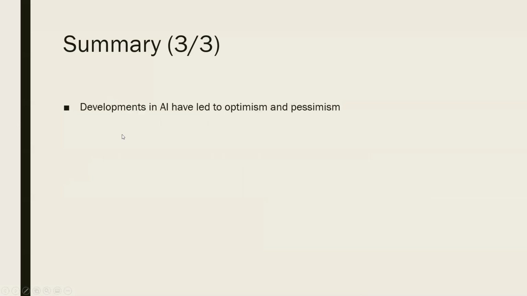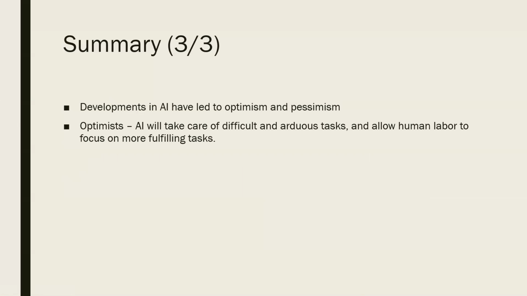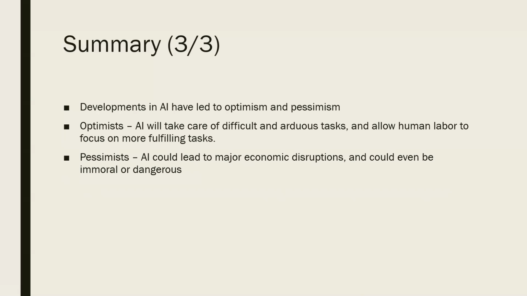Finally, we talked about how developments in AI have led to a great deal of optimism as well as pessimism. The optimists will argue that artificial intelligence will take on tasks which are very arduous and difficult for humans and allow humans to focus on better things. But pessimists argue that the development of artificial intelligence could be very disruptive and could even be immoral or dangerous.